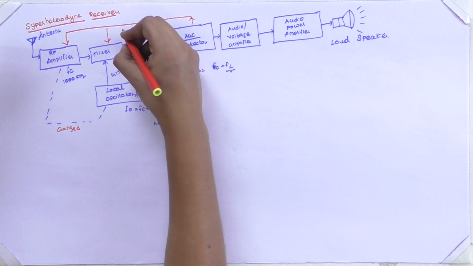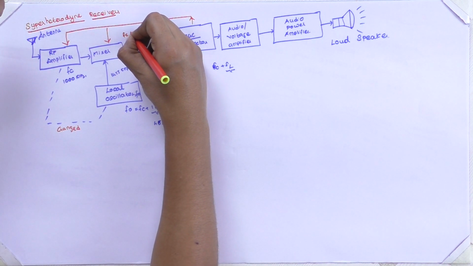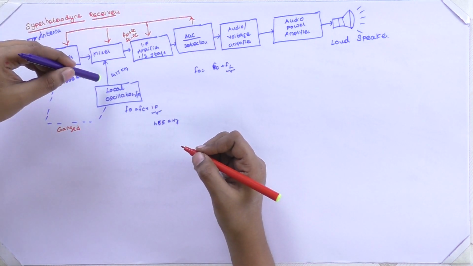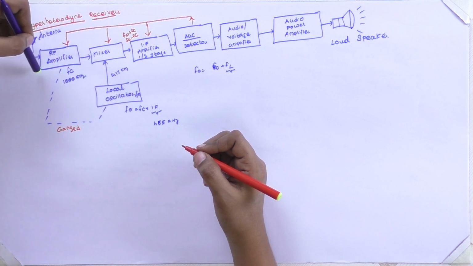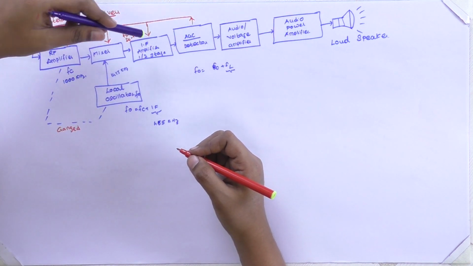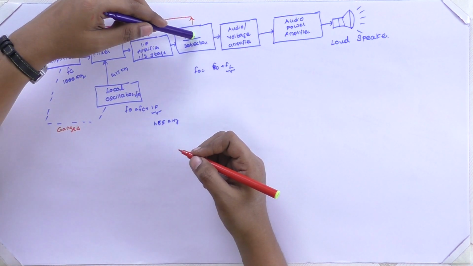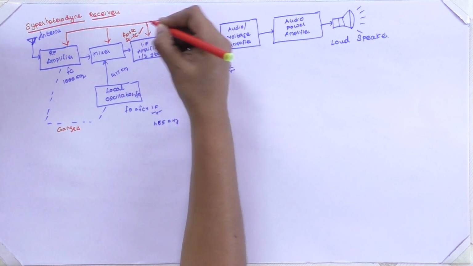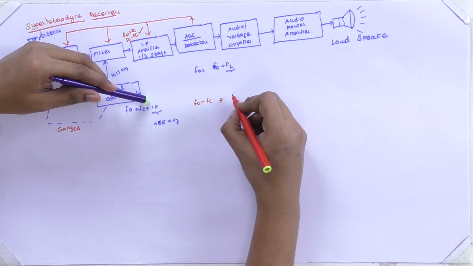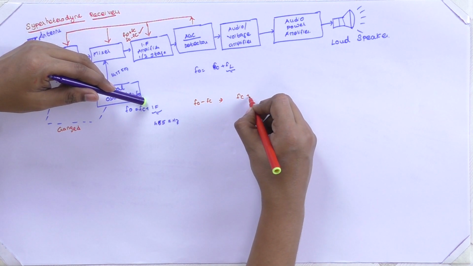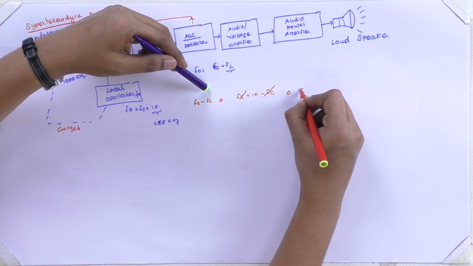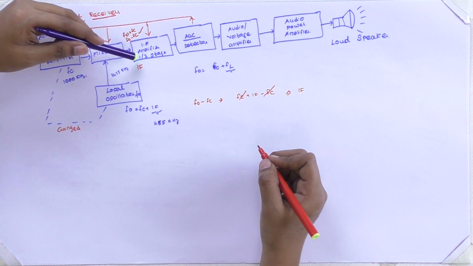What will be the result of the mixer? The mixer will give either F0 plus FC or F0 minus FC, since it will sum the two signals and also give the difference of the two signals. For the rest of the stages, the intermediate amplifier stages and the detector, we are going to take only the difference signal. F0 minus FC: we know that F0 is FC plus IF, then minus FC, so these two will cancel. Then you are going to transmit only the IF.